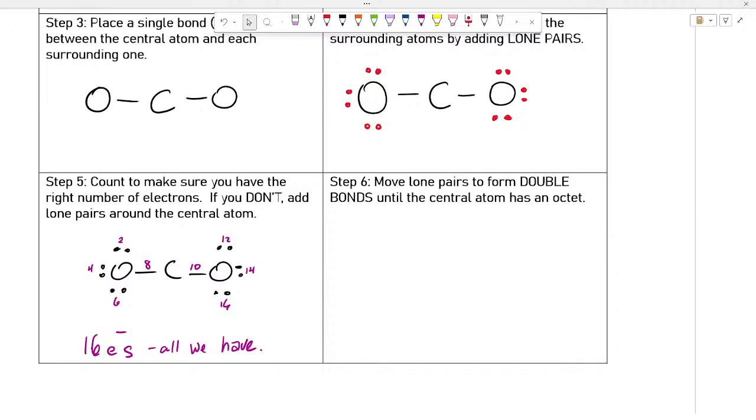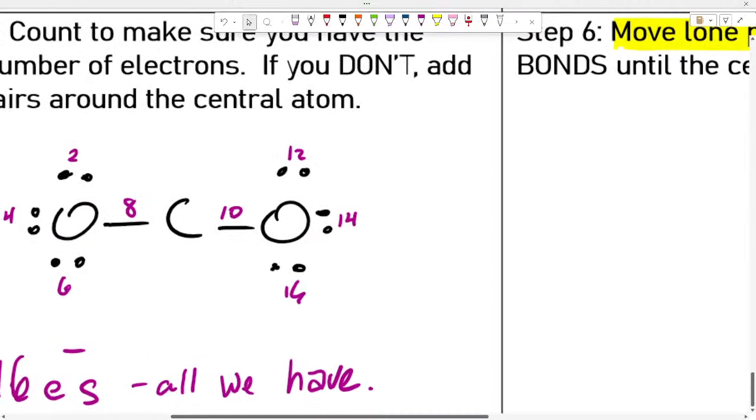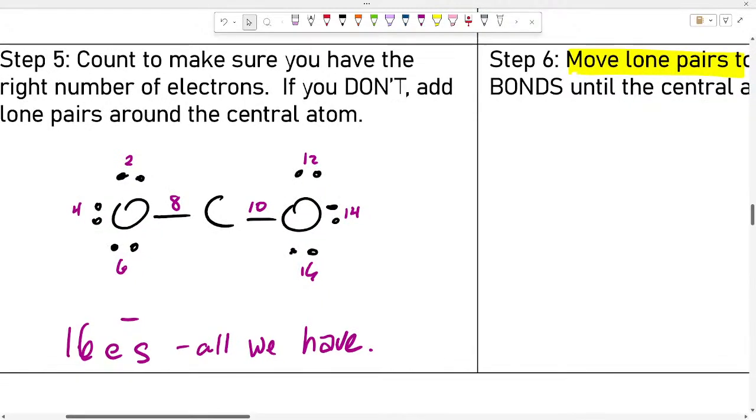So, now, to complete octets, you can move lone pairs to form double bonds. Does that make sense? So what we're going to do is move some lone pairs, and we're going to say, okay, how many more electrons does carbon need? Right now it's got 4, and it needs 4 more to get up to 8. So we're going to say, okay, these electrons here, they're going to turn into a bond. And these electrons here are going to turn into a bond.